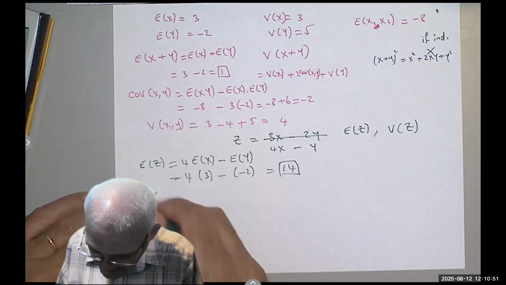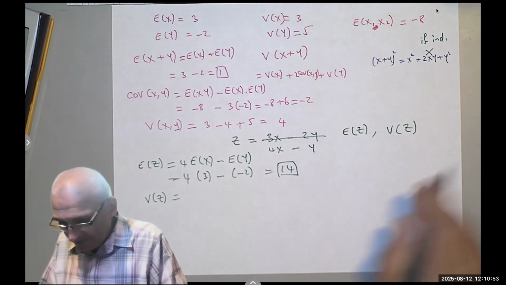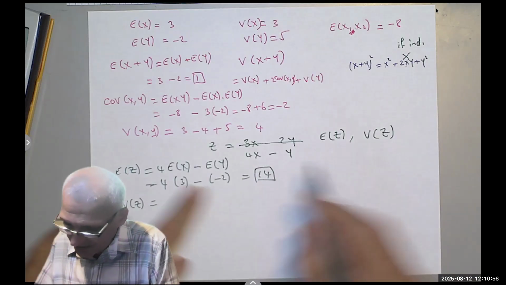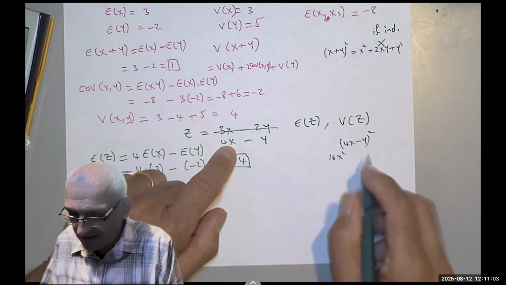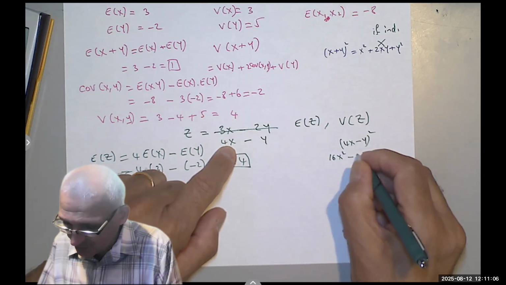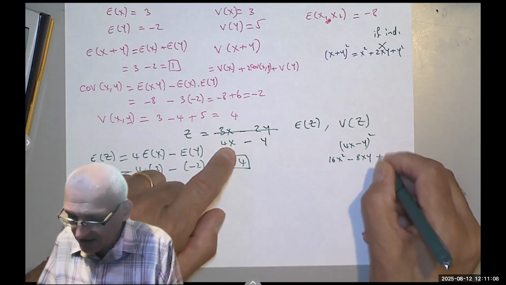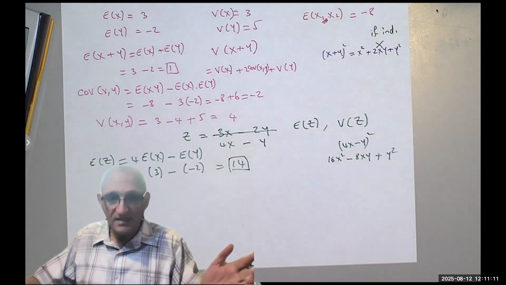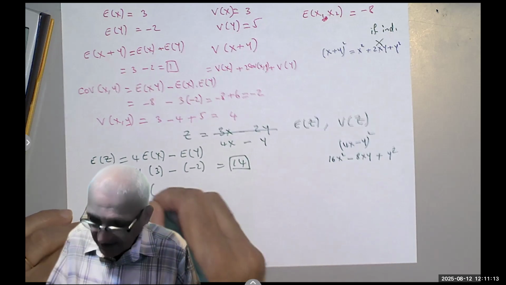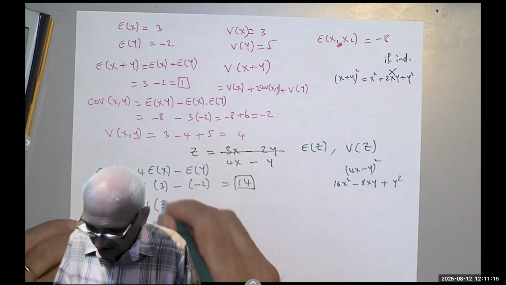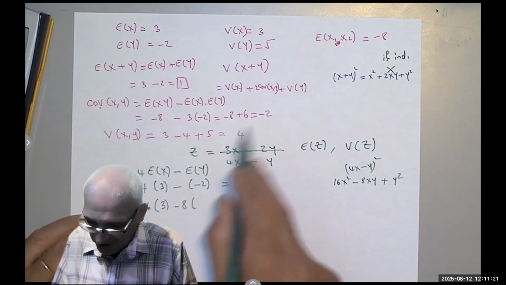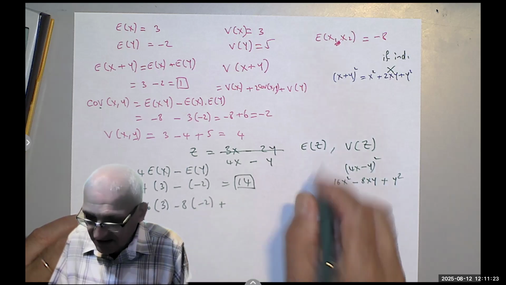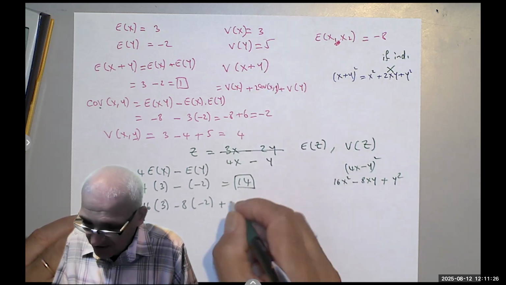And the variance of z, I would say, well, I don't know. I'm going to take this relationship 4x minus y and square it. 16x squared minus twice the first times the second, so minus 8xy plus the square of the second. See how easy it is? It's 16 times the variance of x, which is 3, minus 8 times the covariance of x and y, which is negative 2, plus the variance of y, which is 5.